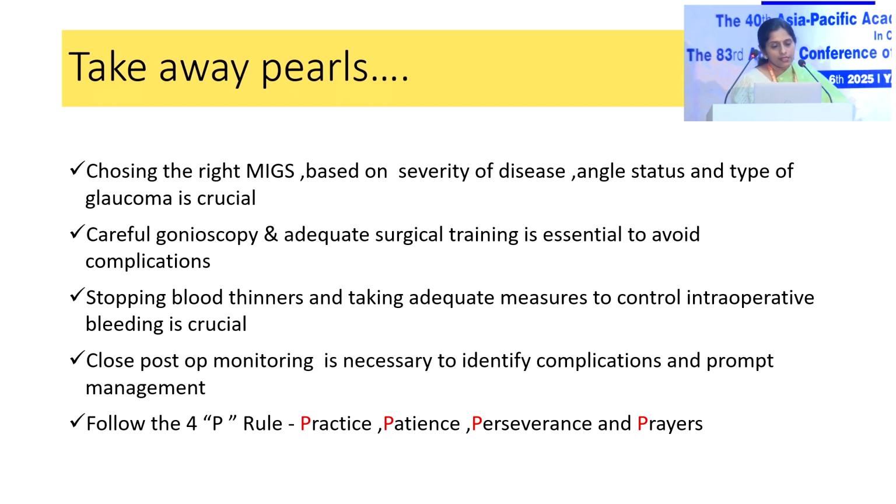So the takeaway pearls here are choosing the right MIGS based on the severity of the disease. The angle status and type of glaucoma is very important. Careful gonioscopy and adequate surgical training is essential to avoid complications. Stopping blood thinners and taking adequate measures to control intraoperative bleed is important. Close postoperative monitoring is necessary to identify the complications and for prompt management, especially when you have to restart them on blood thinners. I generally follow the 4P rule, basically practice, patience, perseverance, and prayers can all help in managing complications.